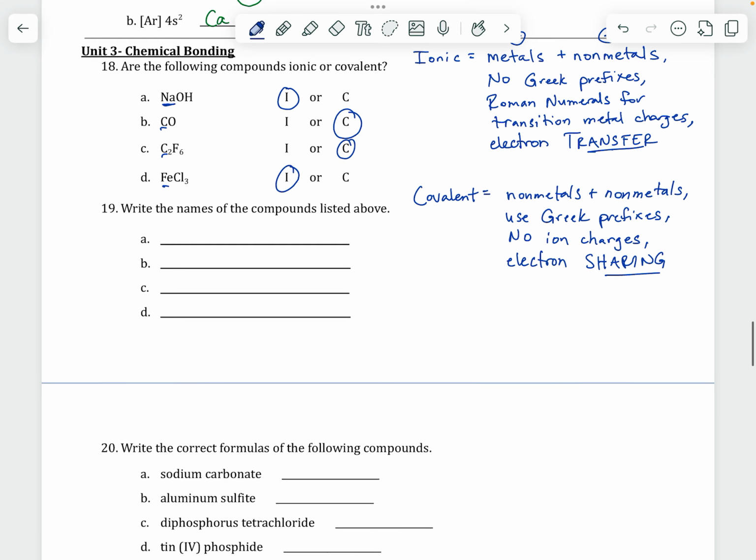So writing the names of these, notice that I have 3 elements in that first one. Anytime I have 3 or more, I know that I have a polyatomic from the back of our periodic tables. We write our ionic names just as the metal. Sodium is not a transition metal, so I do not need a Roman numeral. It always has a positive 1 charge, and that OH group is hydroxide.